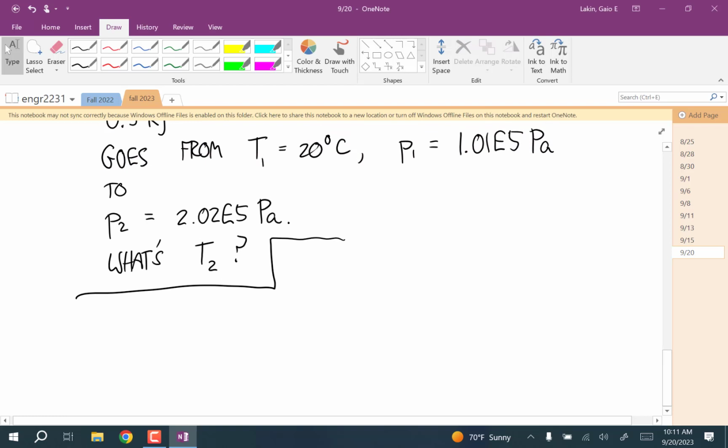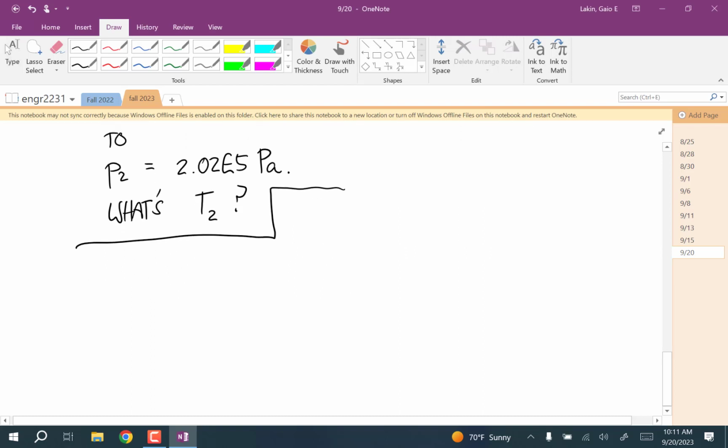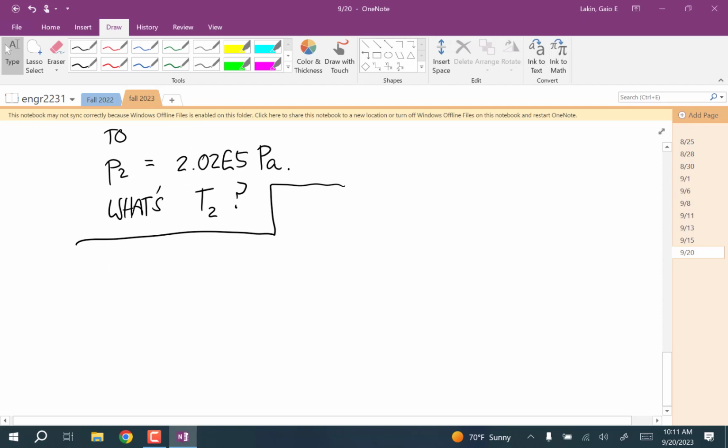All right, well, we know we're going to use the ideal gas law. So we know we're going to have to come up with the gas constant for air. How are we going to get the gas constant for air? Air is mostly nitrogen, a little bit of oxygen. Let's call it 80-20 as a fraction, okay? So it's 80% N2, 20% O2.